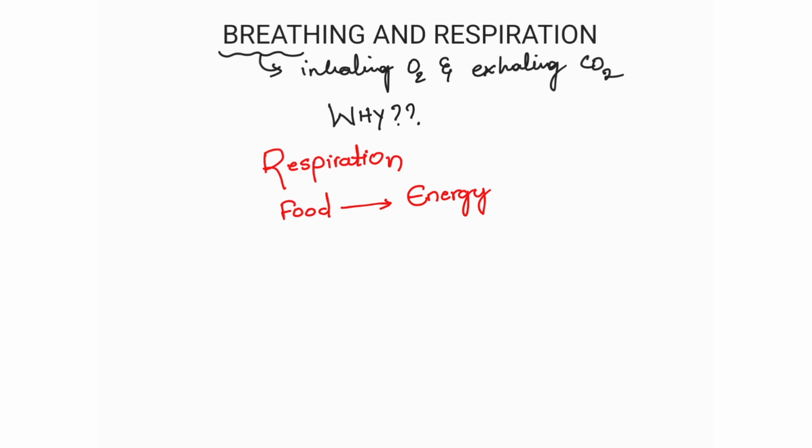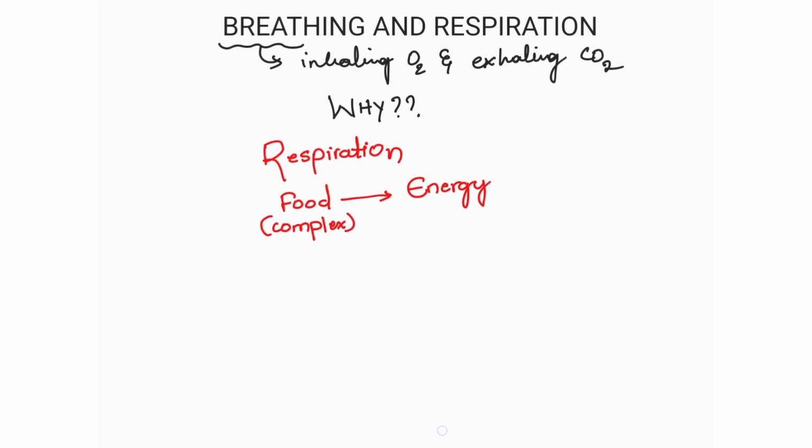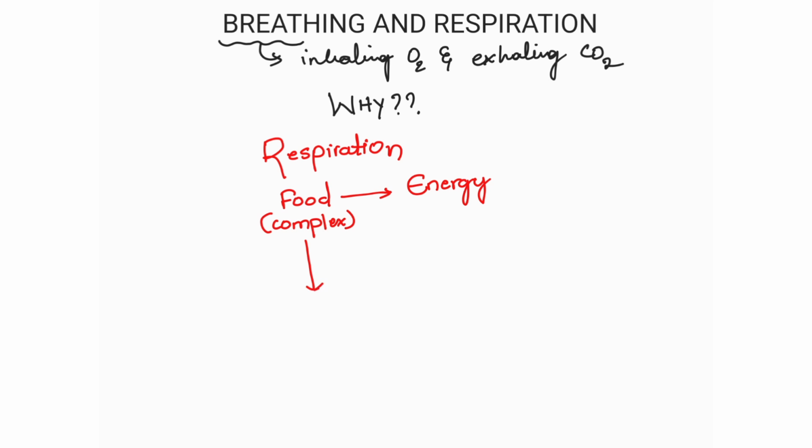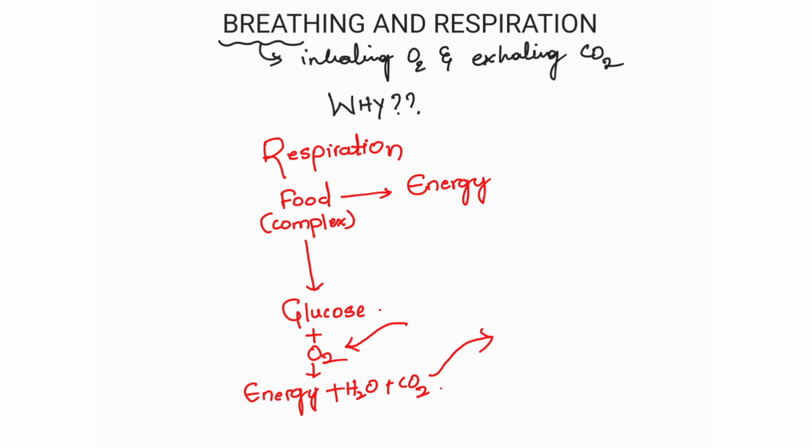The food we consume is in a complex form. This complex form is broken down into a simpler form like glucose. Okay, so this glucose in the presence of oxygen will give energy, water and carbon dioxide. That is why we inhale oxygen and exhale carbon dioxide. Ultimately we get energy from the process of respiration.